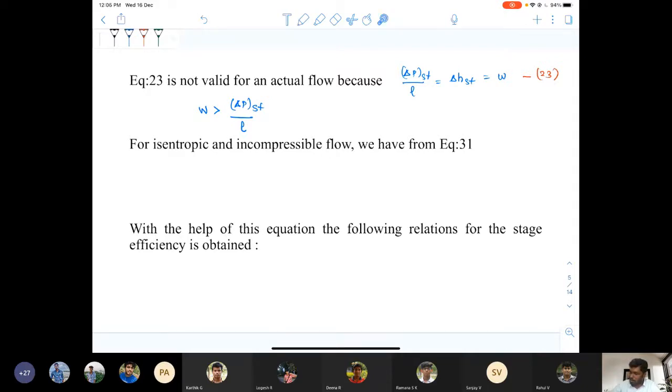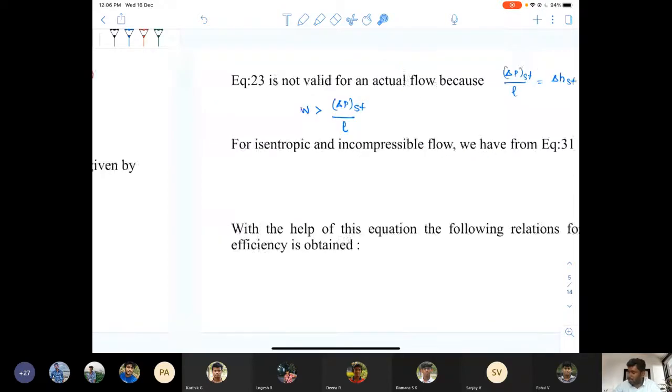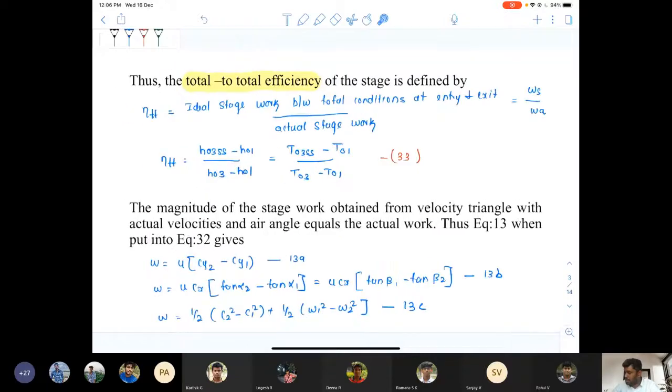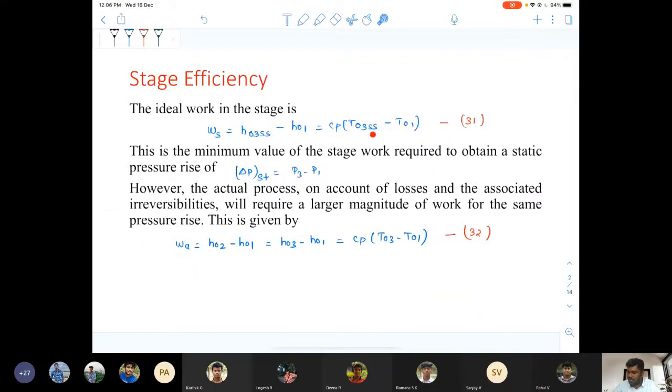Now, if we consider isentropic and incompressible flow, we have equation number 31, and equation number 31 is this equation. This equation is only for an isentropic flow.